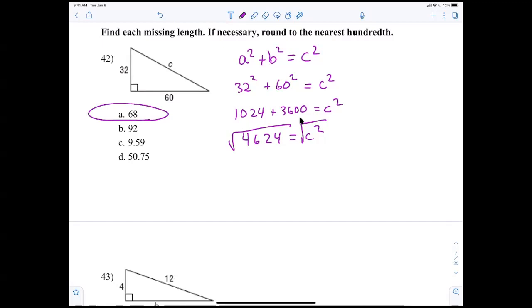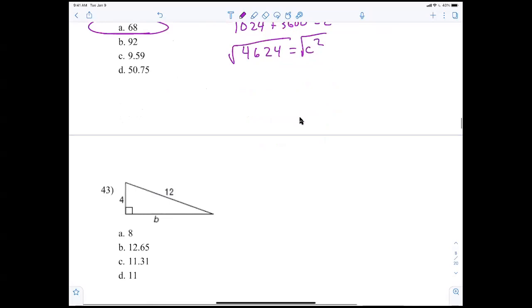68. Anybody have any issues with that? Anybody? All right, so here we go.